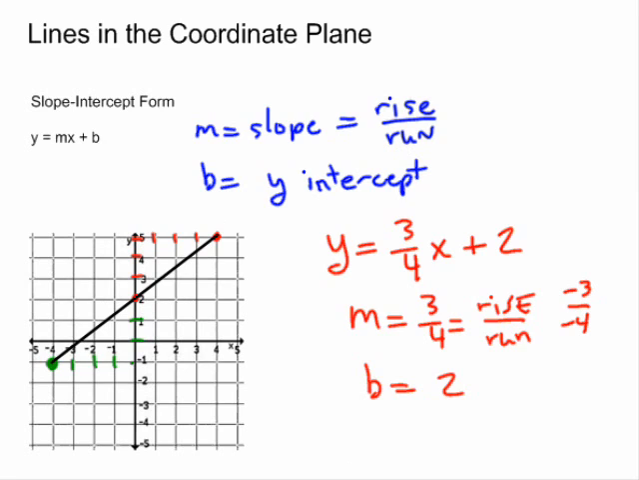Of course, we know that it being a line, we would have arrows. Now, that's how we graph a line using slope-intercept form. We plot the y-intercept, and then from that point, we go our slope.